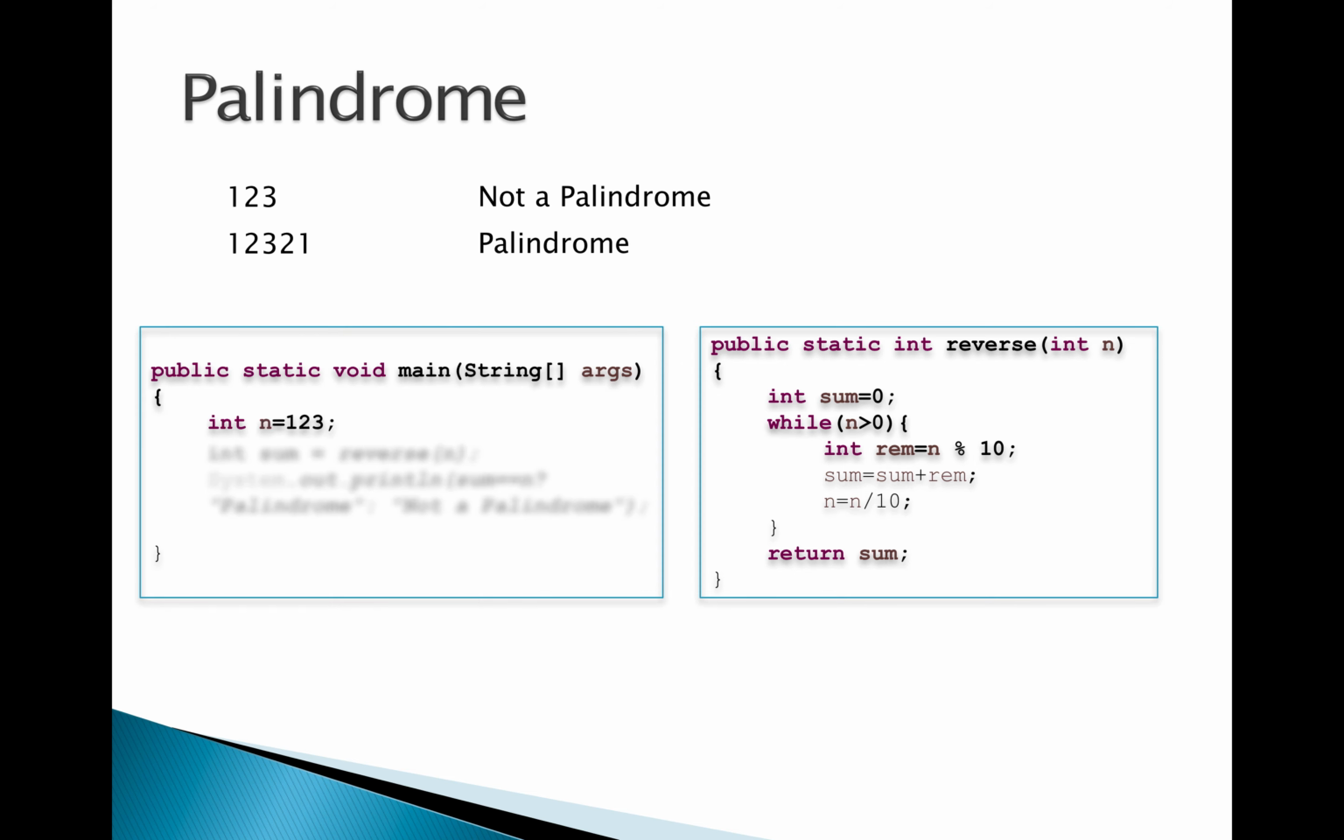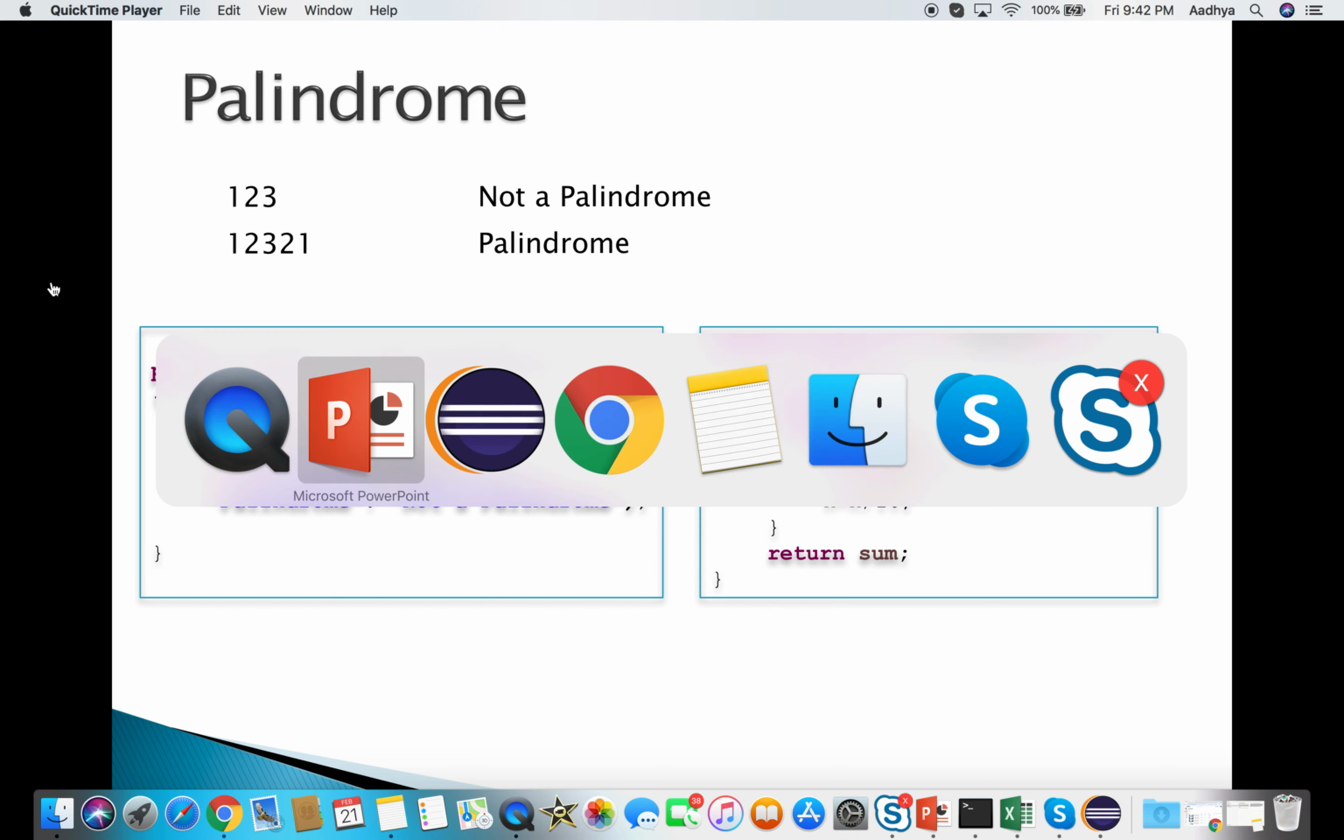So this is my input 123. I'm passing to the reverse number, and the expectation is it is going to give me 321. And once it gives me 321, I'm going to compare the input number with the reverse number. So if the input number is equal to reverse number, then I'm going to print it as a palindrome. Otherwise, it is not a palindrome. Let's do this in the Eclipse.